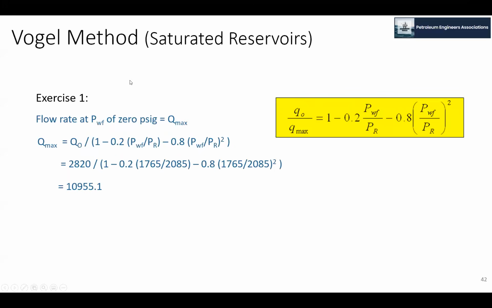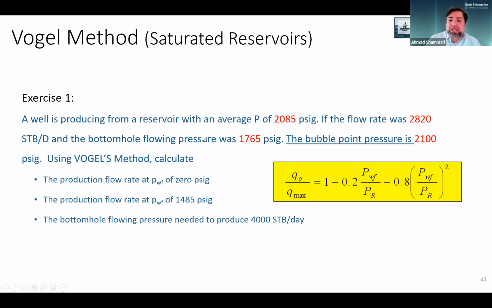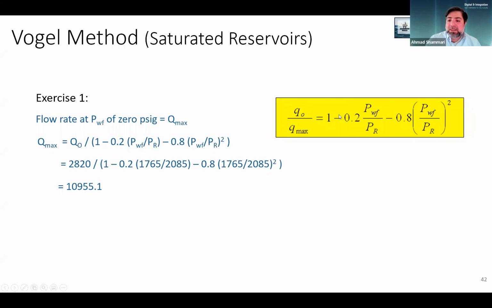Yes, sir. Okay, good. So the flow rate at PWF of 0 psig equals Qmax, correct? From the previous slide, I have the flow rate and the flowing bottom pressure. So I plug the Q and PWF into this equation. I just rearrange this equation and I find that Qmax equals what? This will come here and this whole term will go down.